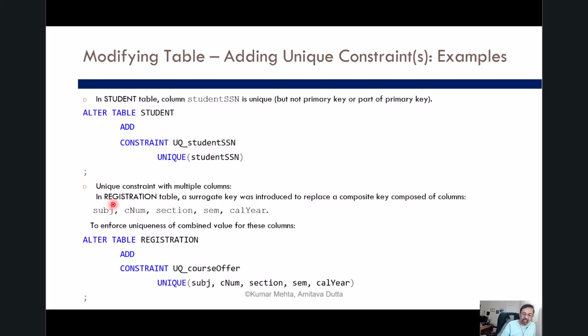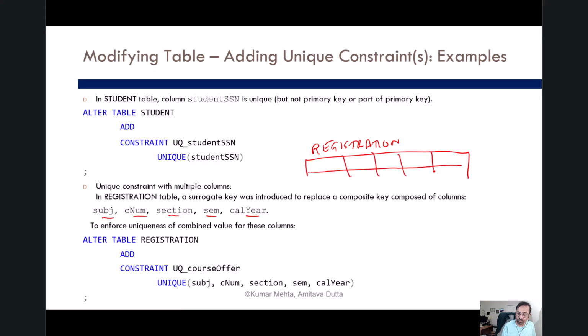So here we have a table called registration. If you remember, maybe in the last lecture or the one before that, when we were discussing surrogate keys, we had a table, the name of the table was registration. And it had these 1, 2, 3, 4, 5 attributes, and all 5 attributes together constituted the primary key. So it was a composite key, a primary key consisting of 5 attributes, okay?